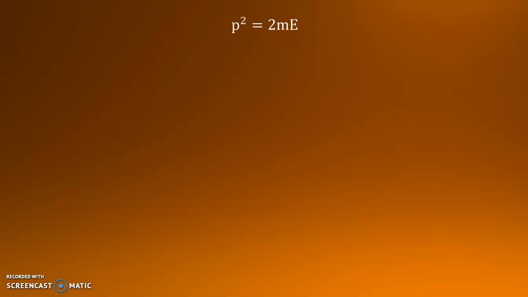Next, we rearrange this in terms of p square. So p square is equal to 2me. Now we want the value of p, so we take the square root of both sides. So p is equal to under root 2me. That is equation number 2.